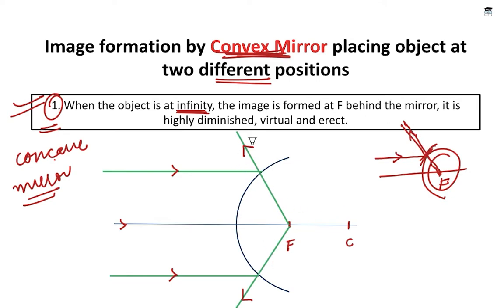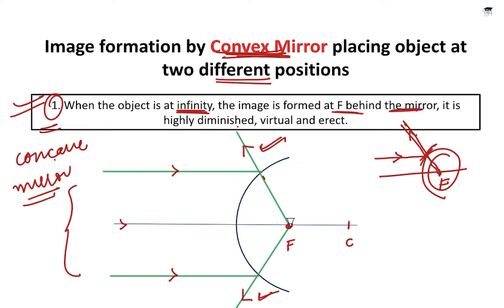So this is our reflected ray, this is our reflected ray, this is our reflected ray. These appear to meet at the focus. They are not actually meeting at the focus because it is behind the mirror. They are never going to meet on this side because they are diverging. One is going in this direction, the other in this direction. But they appear to meet at the focus. So the image is formed at the focus behind the mirror.